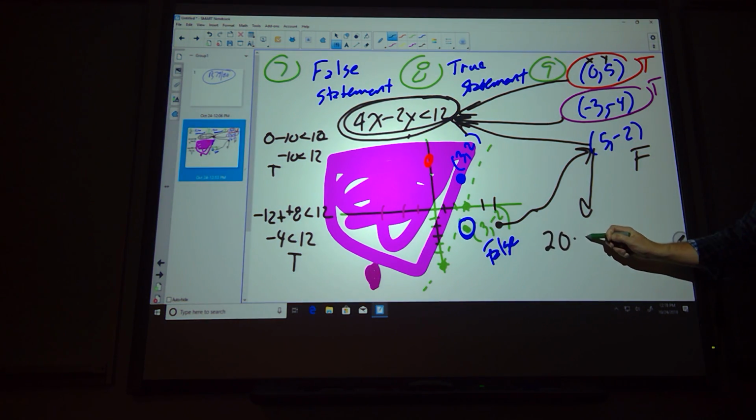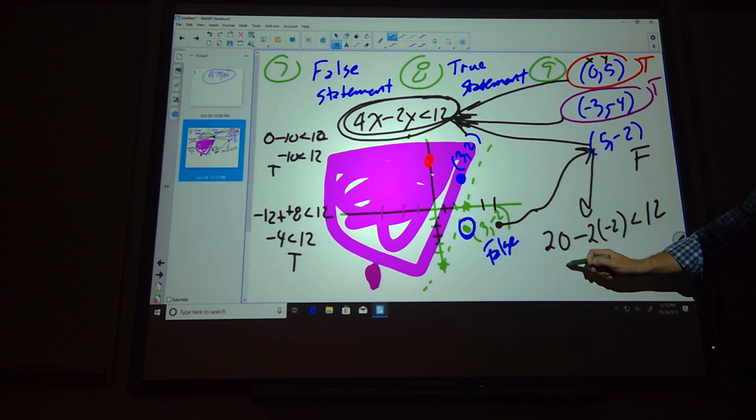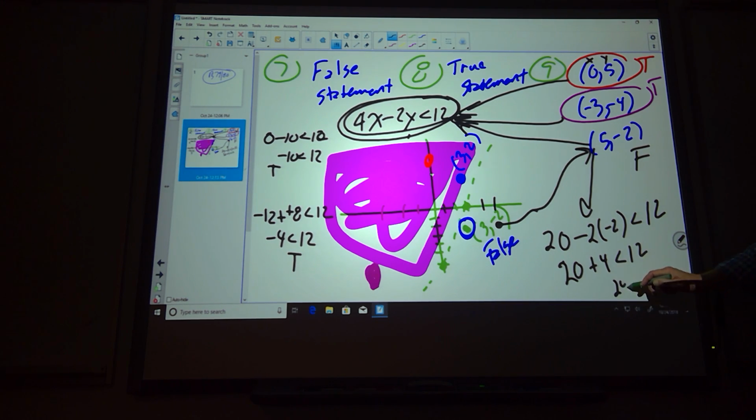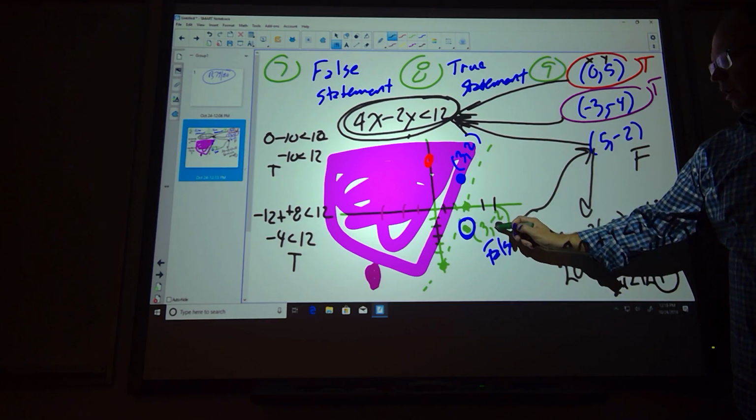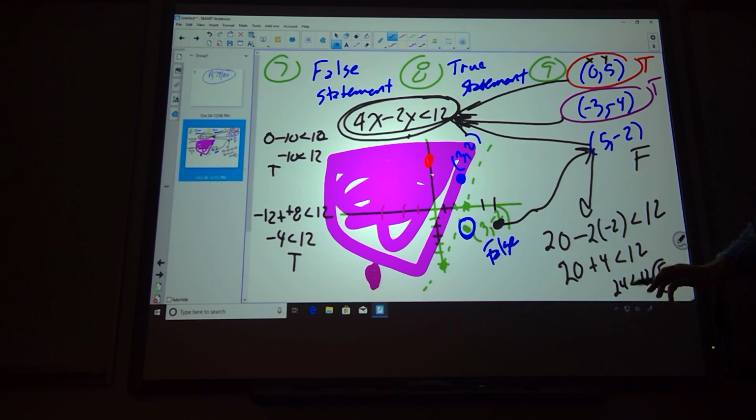But then if I were to plug this in here, just for sake of room, I have 20 minus 2 times negative 2 is less than 12. So I'm going to get 20 plus 4. So is 24 less than 12? And that's false. So again, we just saw that because here was our picture of it. It's outside of it. When I plug it in, it still gives me a false statement. Okay? What else did we come across on that homework last night that we needed a little extra guidance on?